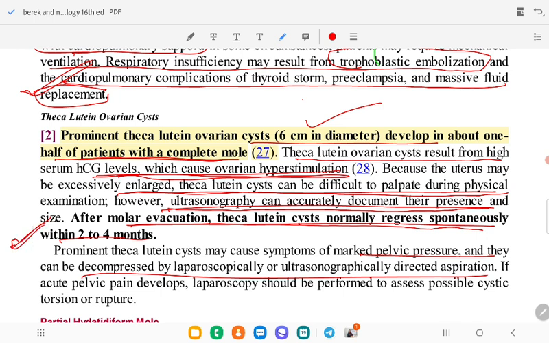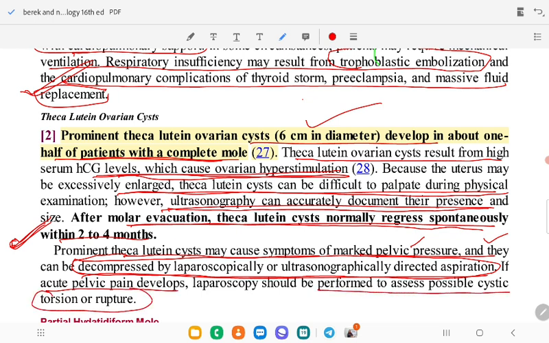No need to do any intervention during the surgery. Prominent theca lutein cysts can cause symptoms like marked pelvic pressure. They can be decompressed laparoscopically, or ultrasonography-directed aspiration can be done if they are patients with symptoms like pressure and pain. If acute pelvic pain develops, laparoscopy should be performed to assess possible cystic torsion and rupture. Okay.